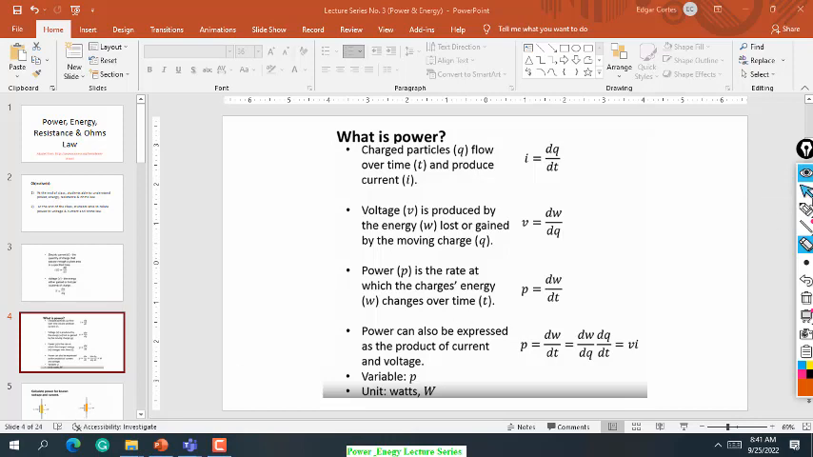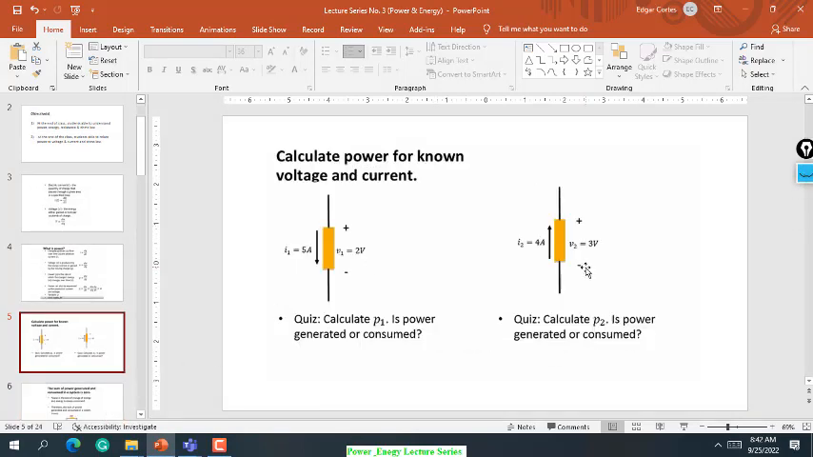Okay, the next slide. So, how to calculate power from known voltage and current? Here, we have an example so that we can understand better. It's better if we express this in an example. For example, this one, class. So, how are we going to solve this?